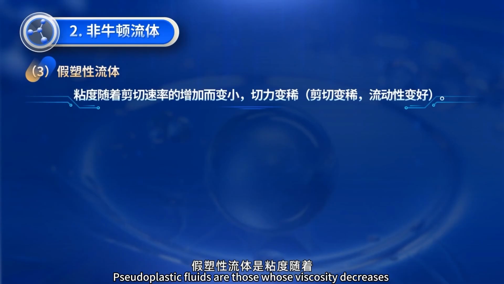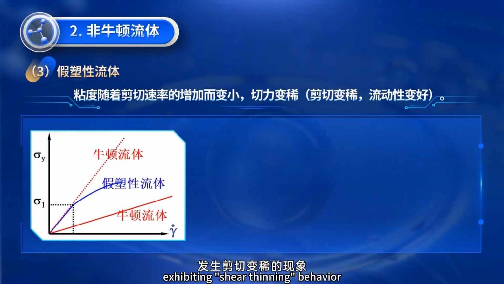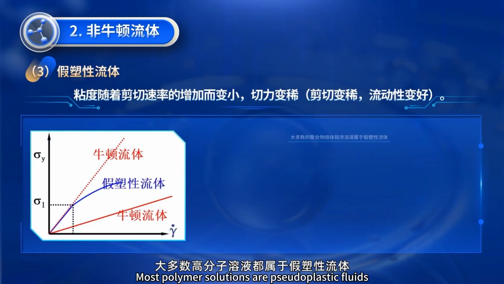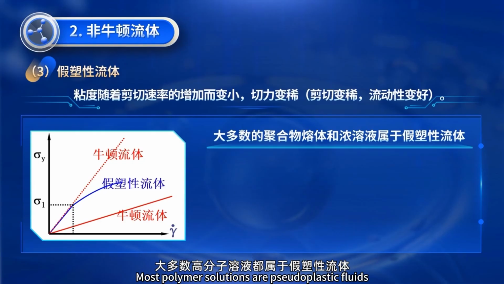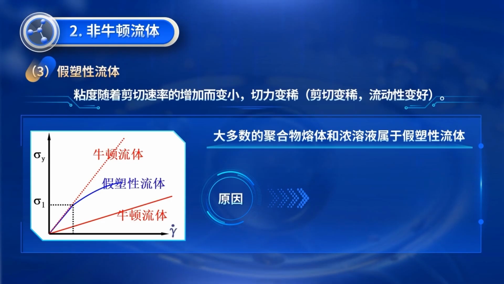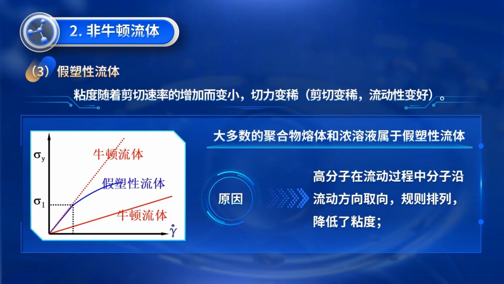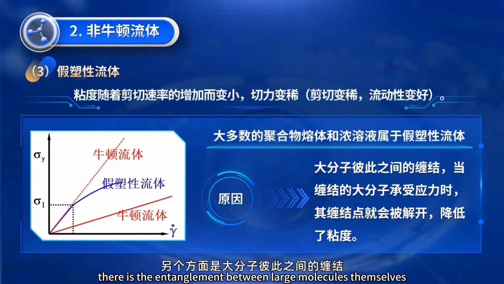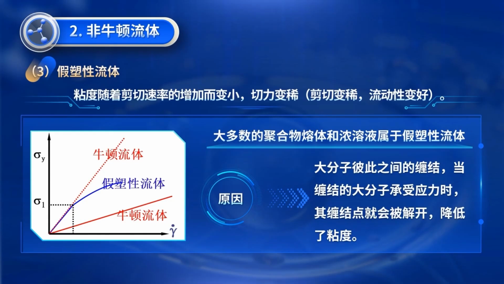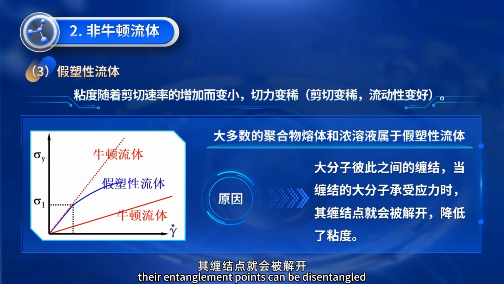Pseudoplastic fluids are those whose viscosity decreases with increasing shear rate, exhibiting shear thinning behavior. Most polymer solutions are pseudoplastic fluids. The reasons for shear thinning can be twofold. On one hand, during flow, polymer molecules orient and align in the direction of flow, reducing viscosity. On the other hand, there is the entanglement between large molecules themselves. When entangled macromolecules are subjected to stress, their entanglement points can be disentangled, thereby reducing viscosity.